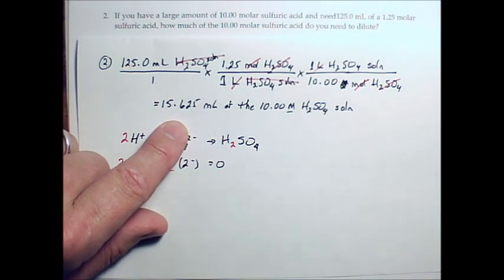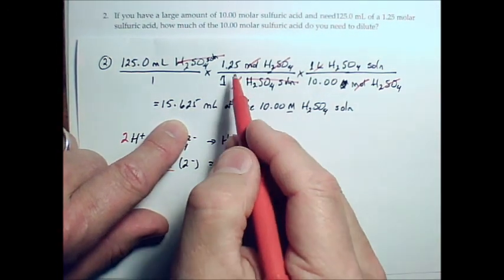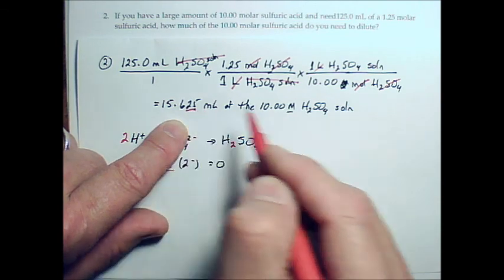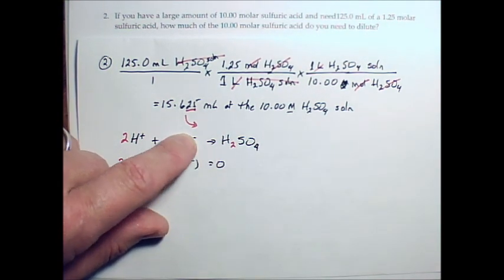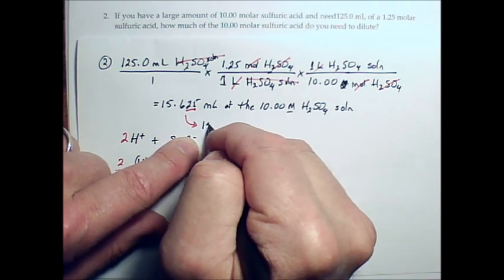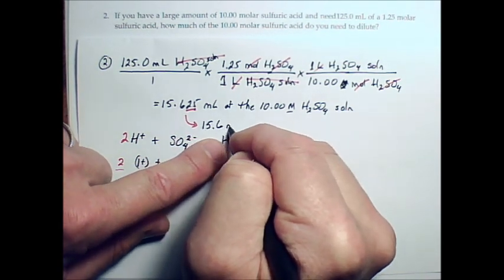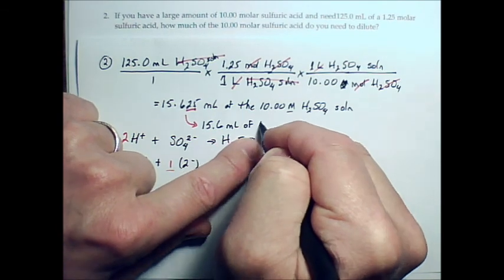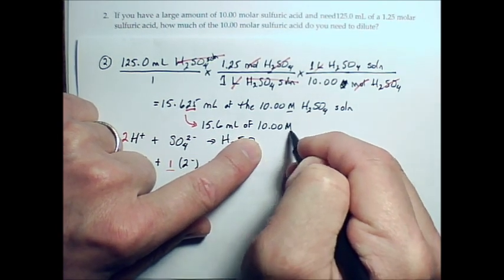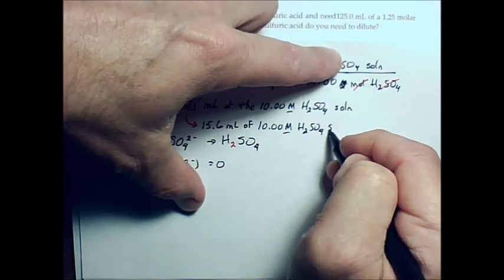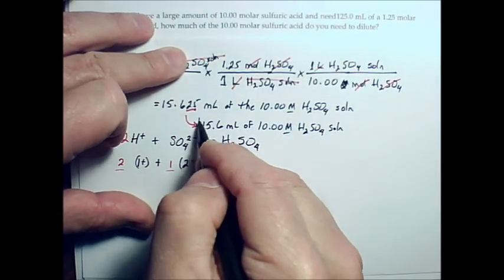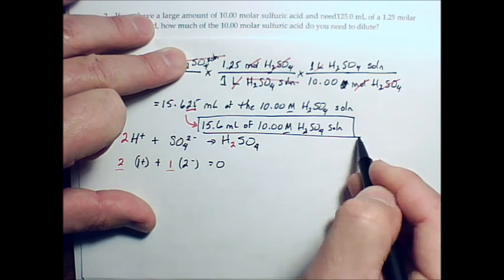All right, we need to round this off to 3 digits. Final answer then is 15.6 milliliters of the 10 molar H2SO4 solution. Okay?